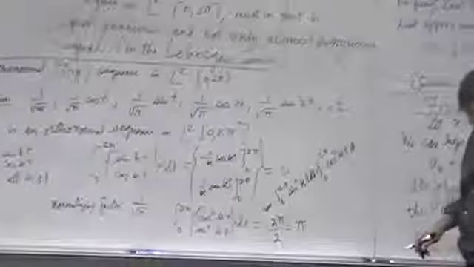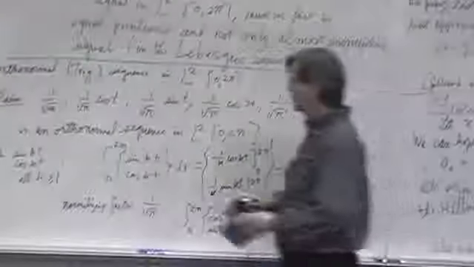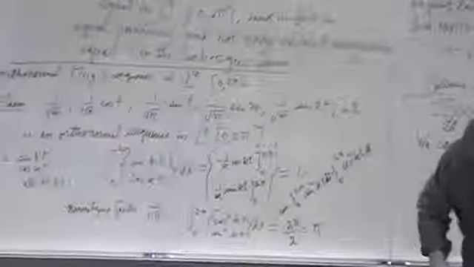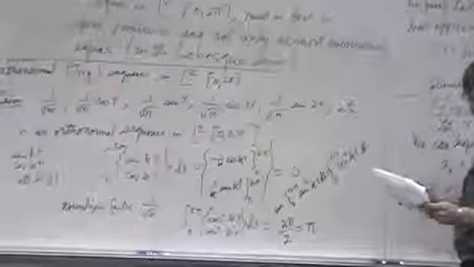Okay. Then I have to do some work, though. Then I have to consider the inner product of any cosine with any other cosine, and any sine with any cosine, and any sine with any other sine. So how do I do those? And any cosine with any sine. I didn't even do the any cosine with any sine on here, but that's almost the same method.